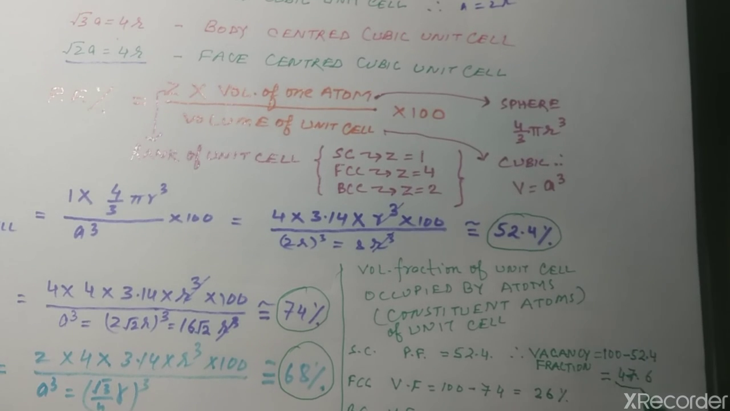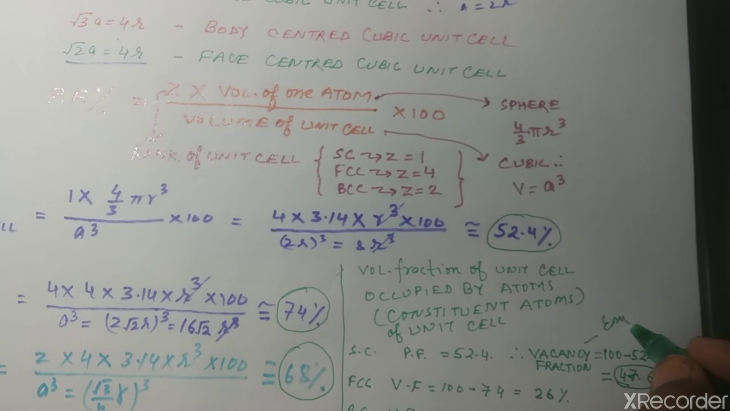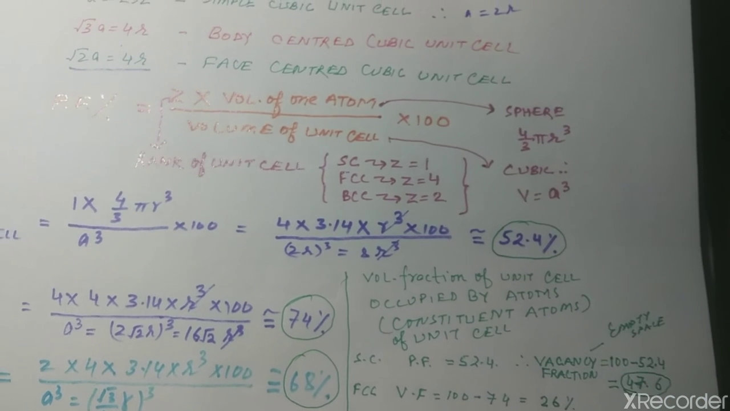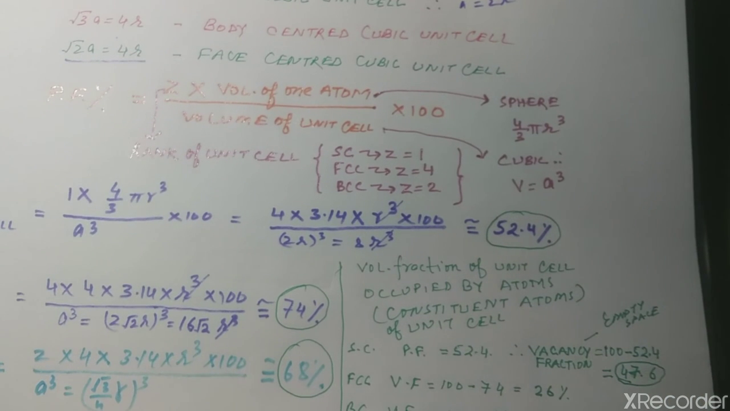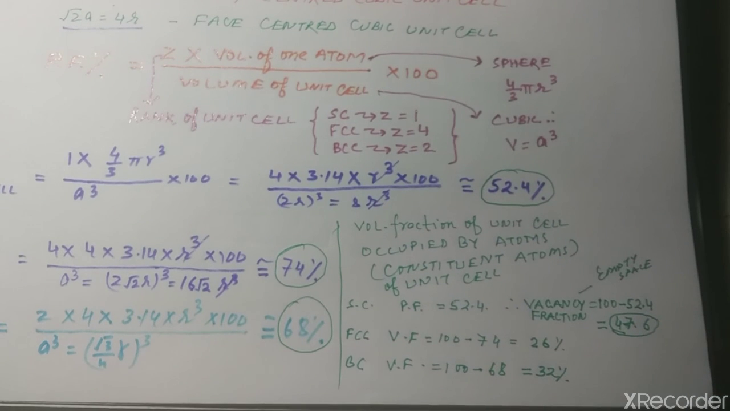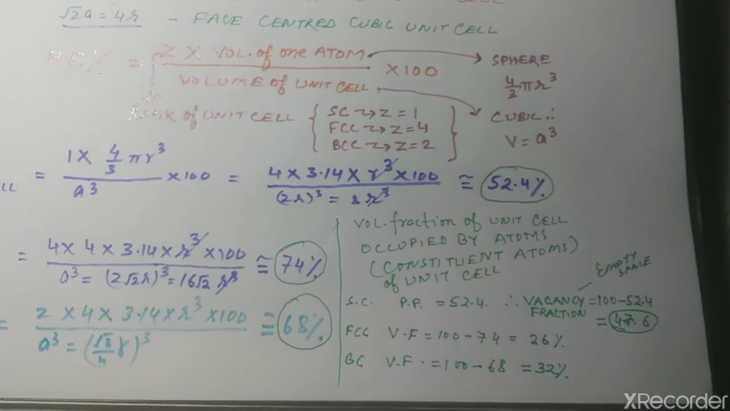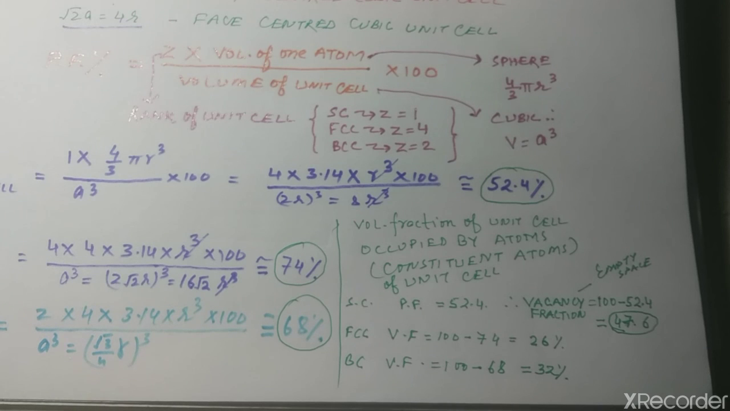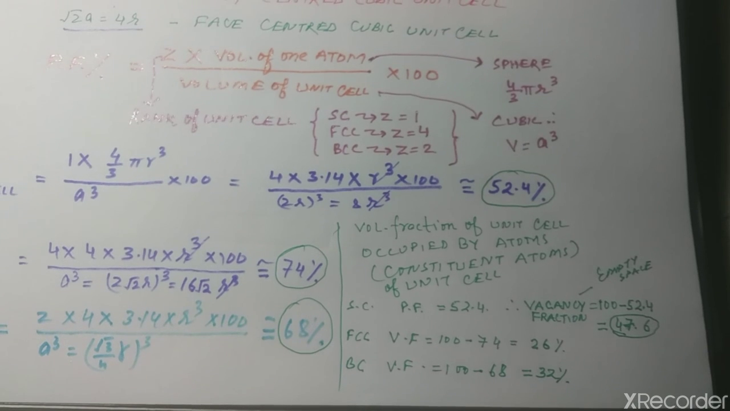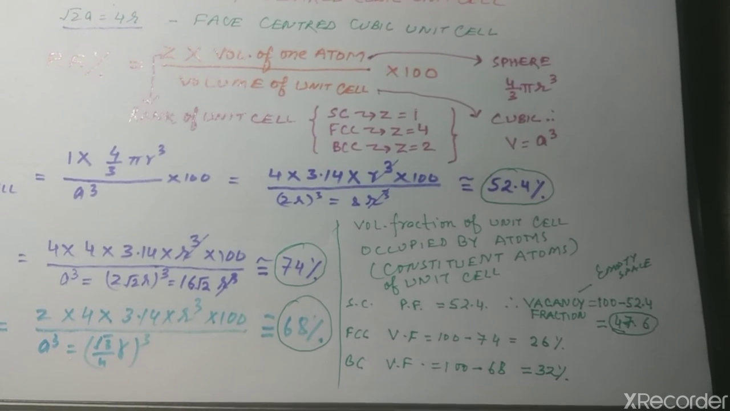So from this value, and vacancy fraction क्या होता है? Empty space of unit cell. तो सबसे ज्यादा empty space किसमें है? Body centered और simple cubic. Empty space, है ना? The value represents the result.